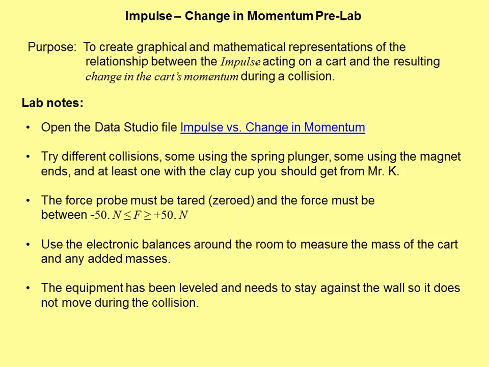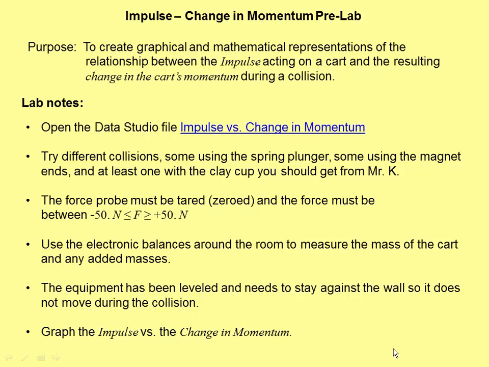And then I have leveled the equipment and I've placed it against the wall. That way when it gets hit, it's not going to move the entire track. First time we tried to do this, we got a bunch of error because when it would hit, it would actually slide the track backwards, and so that would kind of change what was happening during the collision. Now we've got it pushed up against the wall, and I've tried to level it out so that you have as little frictional effect as possible to try to make things more precise.